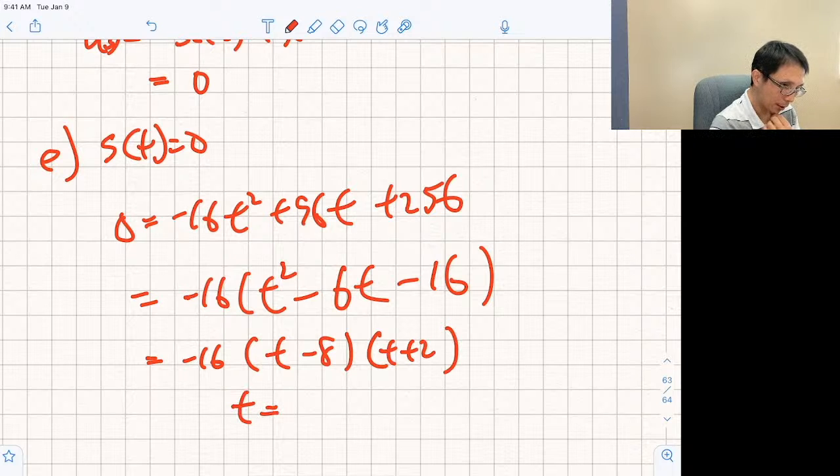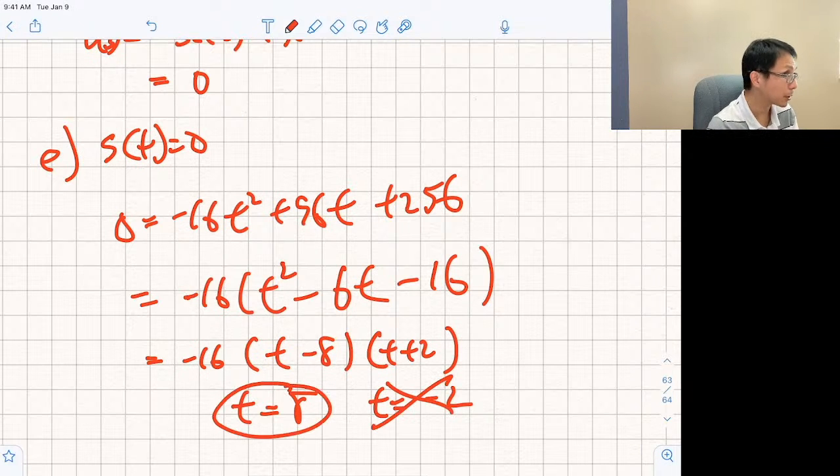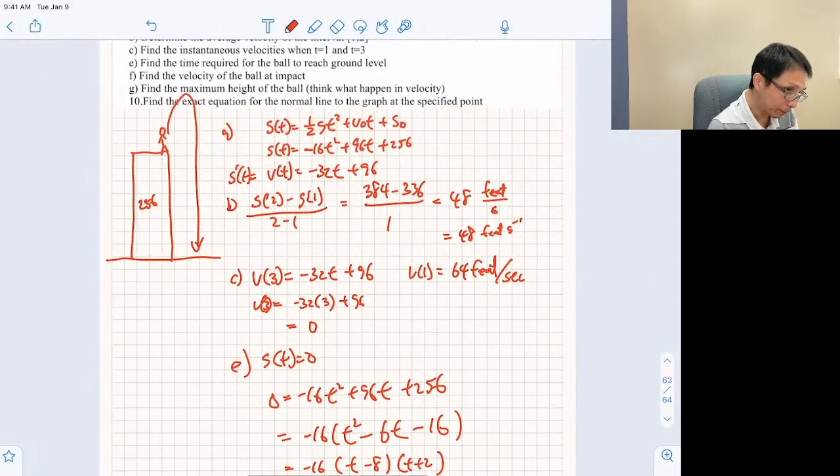So t is equal to 8 and t equal to negative 2. Now, negative 2 is called a physical domain restriction because time cannot be negative. So time can only be positive. So t is equal to 8. Right? This is a physical restriction, not a function restriction. The function doesn't have restrictions here, but the time restriction leaves only 8. So that's the answer E.